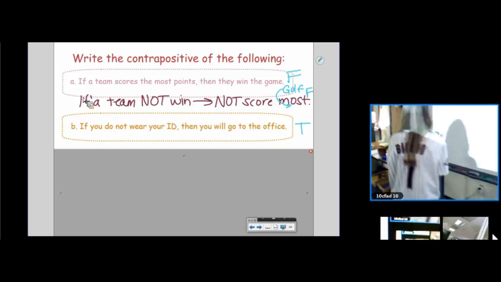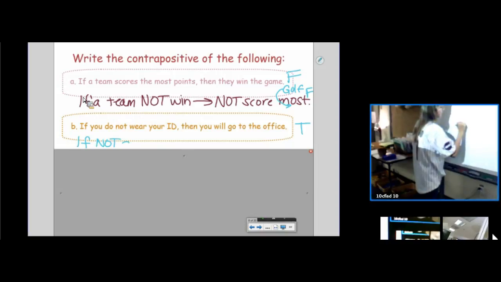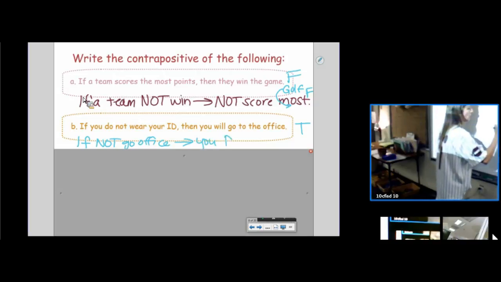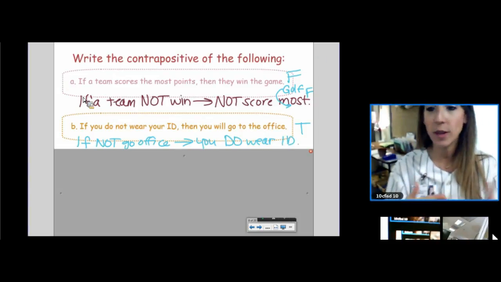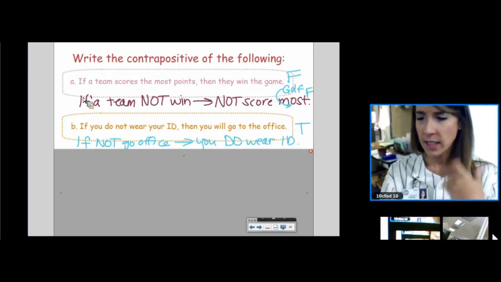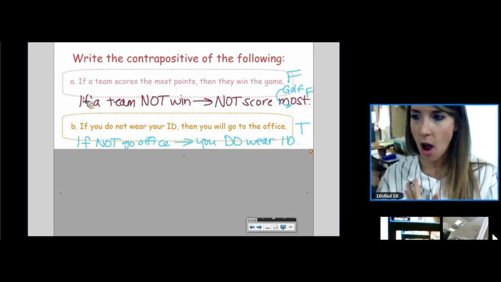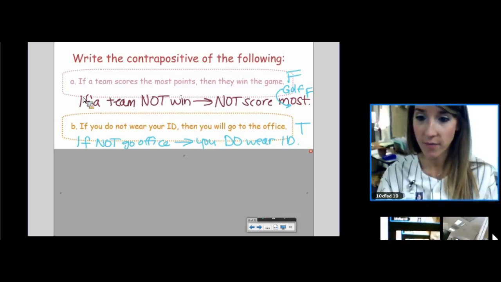So let's look at this. If you do not go to the office, then you do wear your ID. So a double negative, a not, turns into a do. Is that true or false? So it's in the morning, and I do an ID badge check, and a student does not go to the office. Don't you agree that they are sitting there wearing their ID?